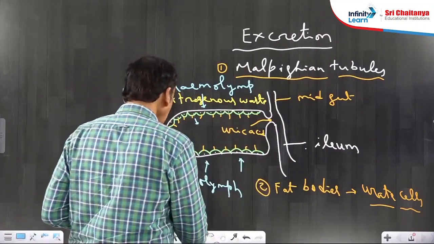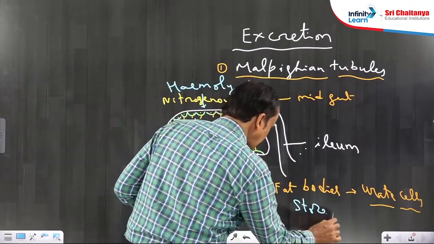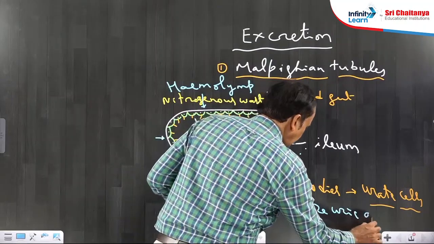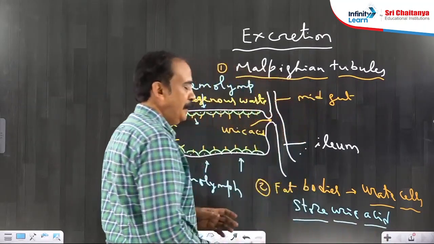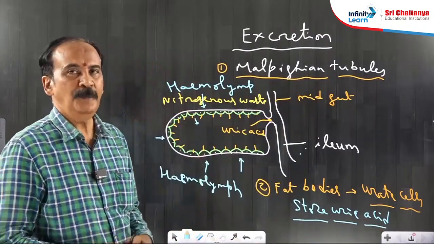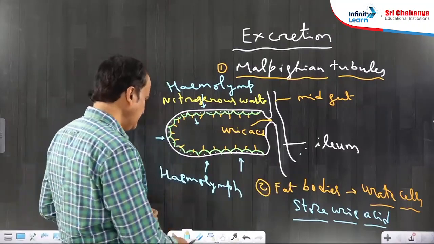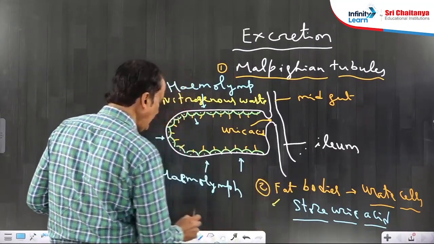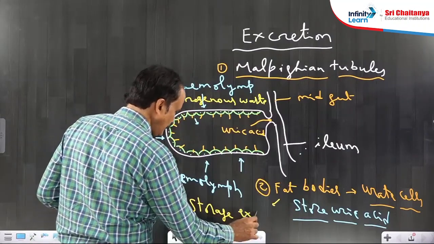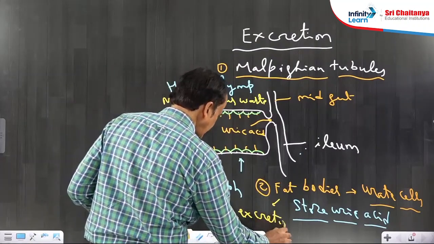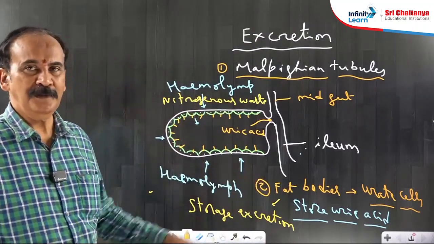These cells will store uric acid. They store uric acid for the lifetime. They are stored permanently. So, excretion carried out by fat bodies can also be referred to as storage excretion. Excretion with the help of fat bodies, we can name it as storage excretion, because it is stored in these cells of the fat body called urate cells for its life.